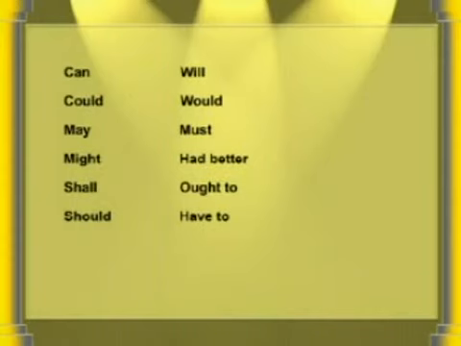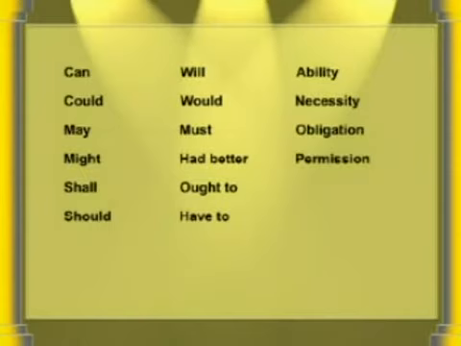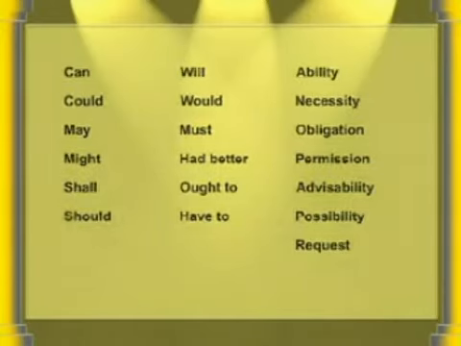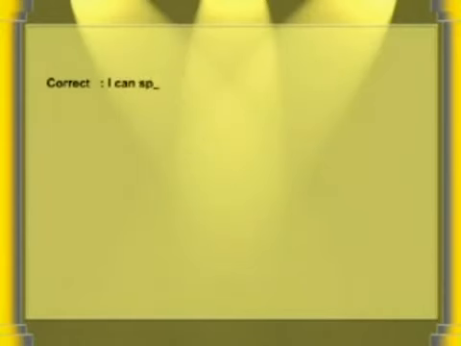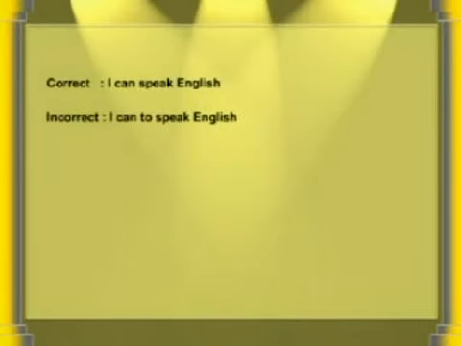Modal auxiliaries generally express a speaker's attitudes or moods such as ability, necessity, obligation, permission, advisability, possibility, request, etc. Each modal has more than one meaning. The patterns of modals are: modals are followed immediately by the simple form of a verb, not by to. For example, I can speak English, not I can to speak English.